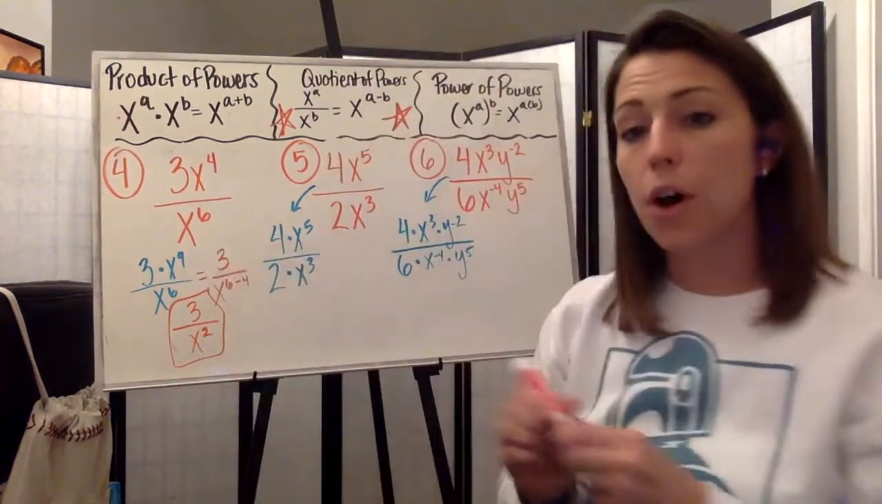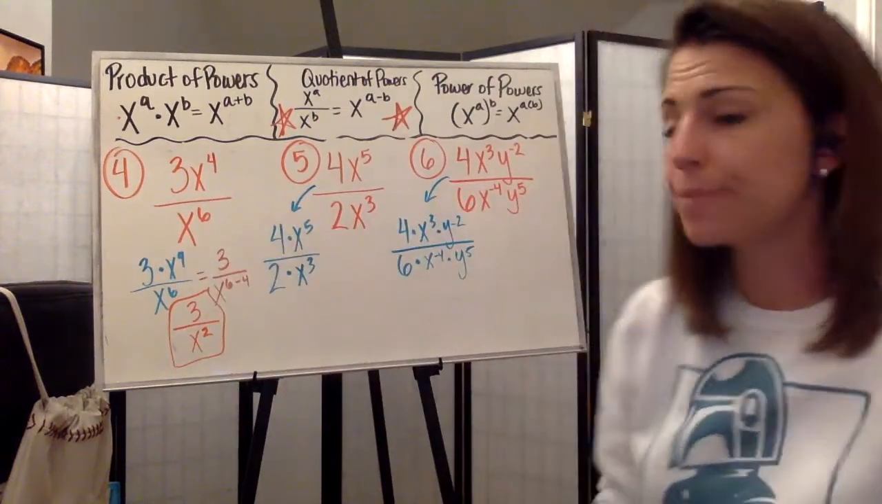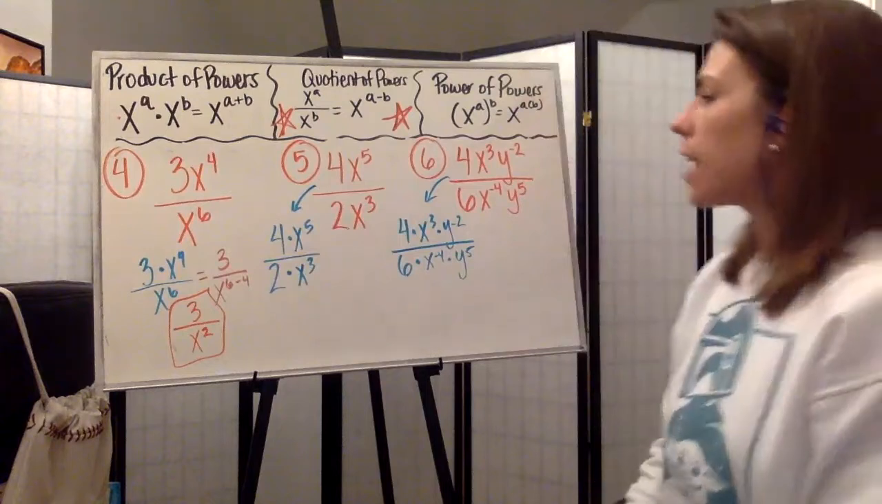Again, that 3 is its own factor. It stayed in the numerator. It's not affected by the quotient of powers property. All right, let's take a look here at number 5.